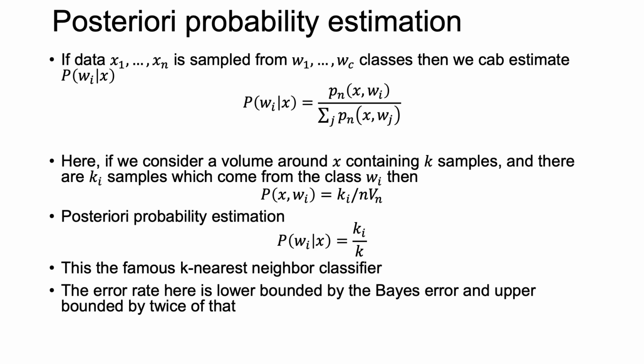Then the density estimation of p of x and Wi is ki over nVn. So we get the posterior probability as simply ki over k. Here we simply select the k nearest neighbors of the test sample and assign it to the class which occurs the maximum number of times. This is the famous k nearest neighbor classifier. The error rate here is lower bounded by the Bayes error and upper bounded by twice of that.